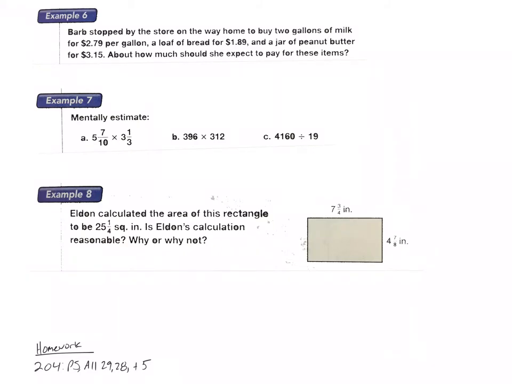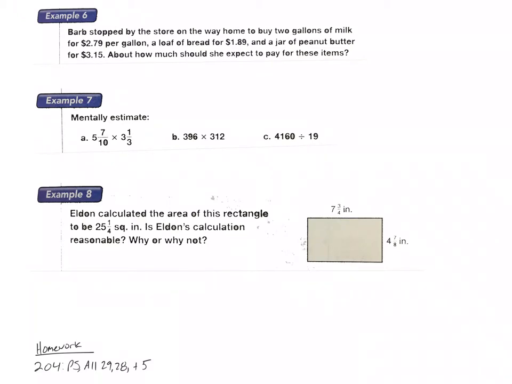So it says, Barb stopped by the store on the way home to buy 2 gallons of milk for $2.79 per gallon, a loaf of bread for this much, and a jar of peanut butter for this much. About how much should she expect to pay for these items? So she's going through the store and she's just wanting to estimate how much this is.